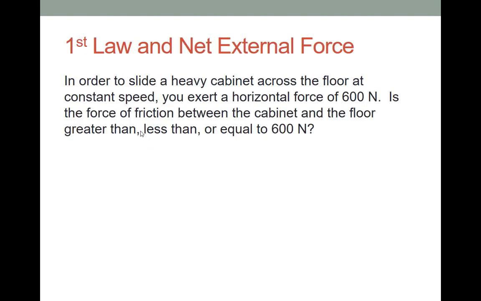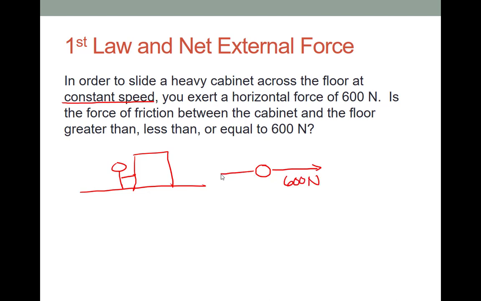Here's another thought experiment. In order to slide a heavy cabinet across the floor at constant speed, you exert a horizontal force of 600 newtons. Is the force of friction between the cabinet and the floor greater than, less than, or equal to the 600 newtons? Okay, well, if you don't know me by now, you know that I like pictures. So here I am pushing on a big old heavy cabinet. And if I think of this cabinet, I think I have 600 newtons in the direction I'm pushing, and then friction going the other way. Now the question is, how do these 2 forces compare?